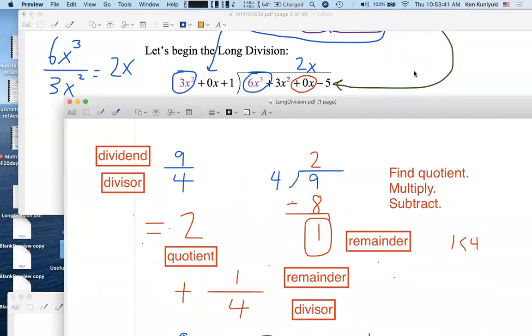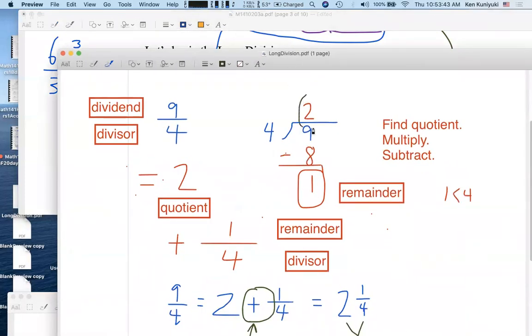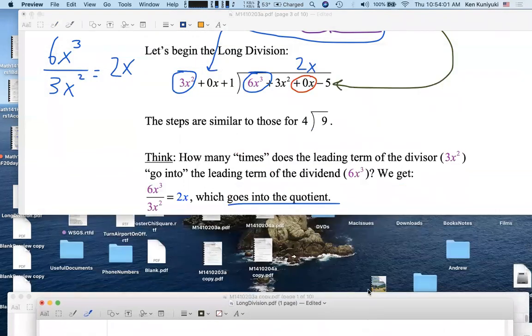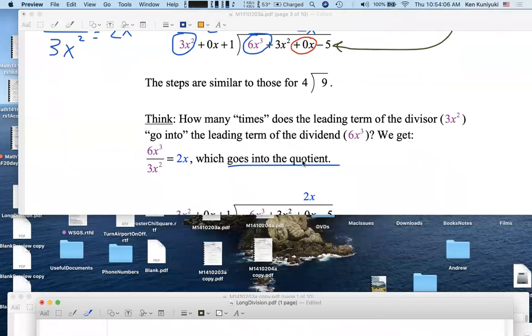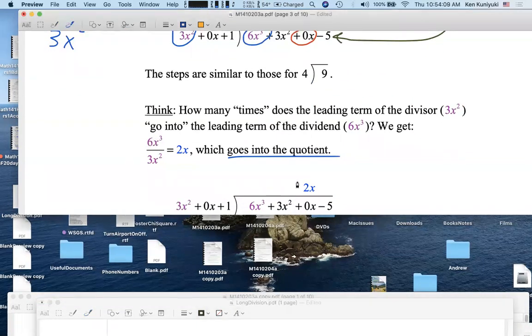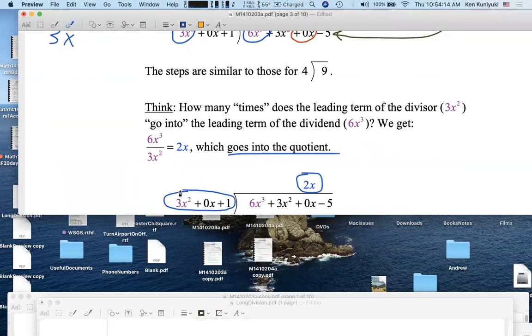All right, so once we got the 2 here, what did we do? We multiplied. We found that 2 was the quotient here, then we multiplied the divisor and the 2. 4 times 2 is 8, so we multiply. So here, what do we do? We take the 2x here, and we multiply it by the entire divisor. So let's do it. What do you get?